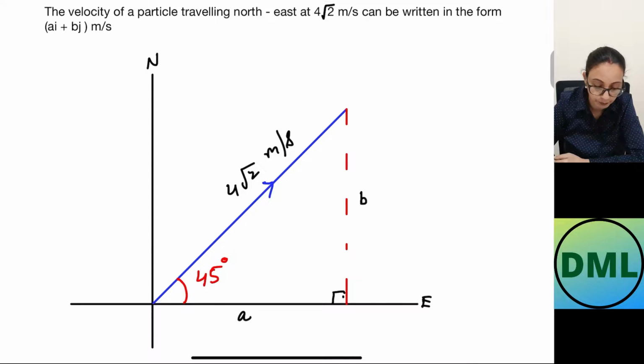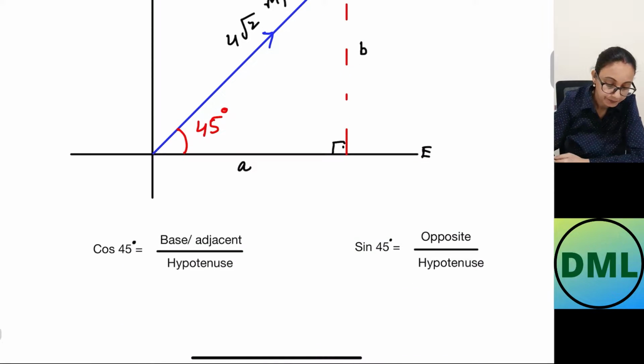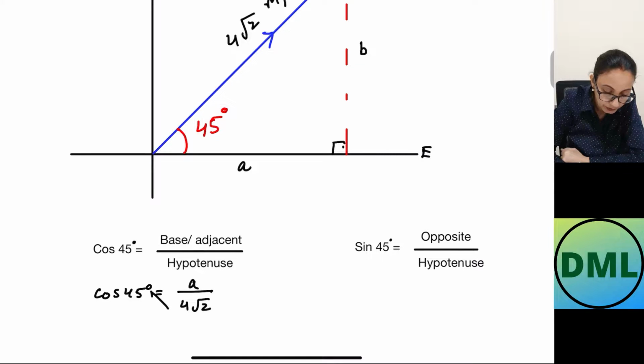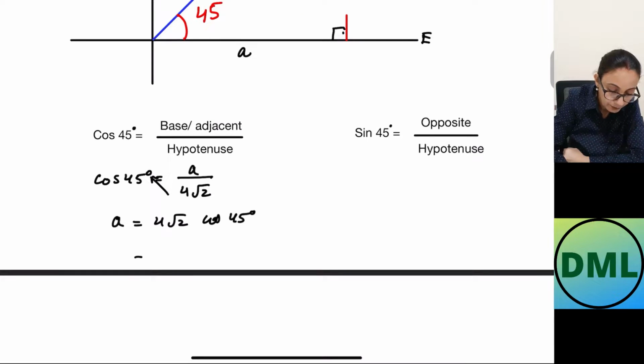If I apply the cos formula here, for cos 45 degrees, the formula is base or adjacent divided by hypotenuse. For this 45 degrees, our base is a and the hypotenuse is 4 root 2. Let's substitute the values. So cos 45 degrees is equal to base a over hypotenuse 4 root 2. If you do the cross multiplication, a is equal to 4 root 2 cos 45 degrees. Cos 45 degrees is 1 over root 2, so root 2 cancels with root 2 and your answer for a is equal to 4.